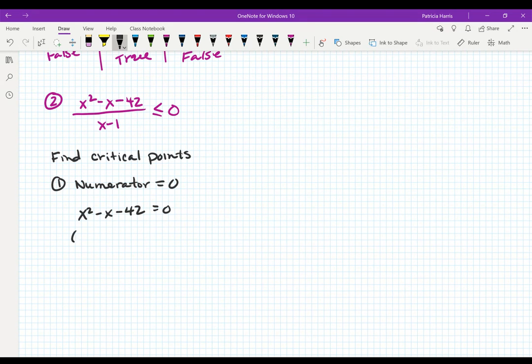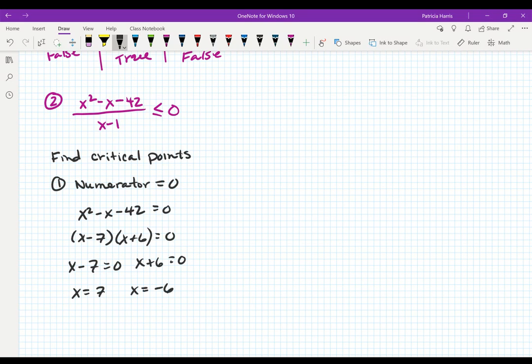All right, I need to think of two numbers that multiply to a negative 42, but combine to a negative 1. So that would be negative 7 and positive 6. So that would give me critical points at x minus 7 equals 0, x plus 6 equals 0, or x equals 7 and x equals negative 6.